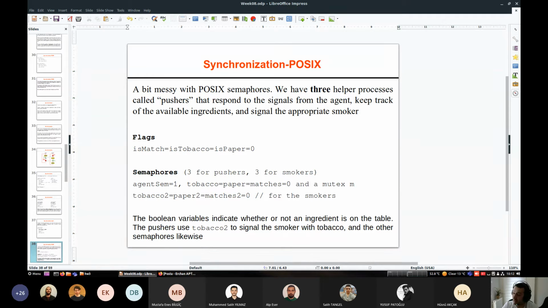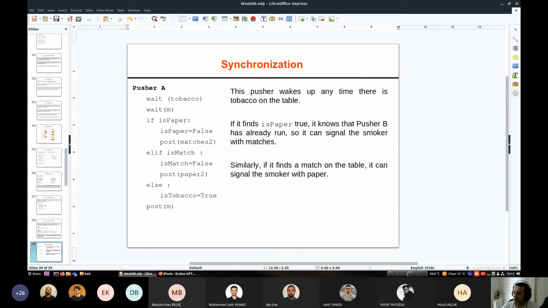Right now, we have 7 processes: 1 agent, 3 pushers, and 3 smokers. And all that for what? So that the 3 smokers can smoke. It's unbelievable. Okay. Let's look at the pusher. How is the pusher implemented? Now, this pusher, so remember, we have 3 of them.